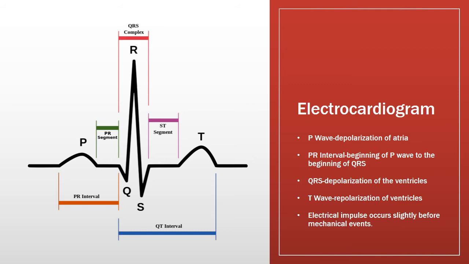When you see the QRS complex, that is the electrical impulse that causes the ventricles to contract. Then the T wave is the repolarization of the ventricles. This is the time when the ventricles are at rest so that they can repolarize. It's important to note that the electrical impulse occurs slightly before the mechanical events of the cardiac cycle.